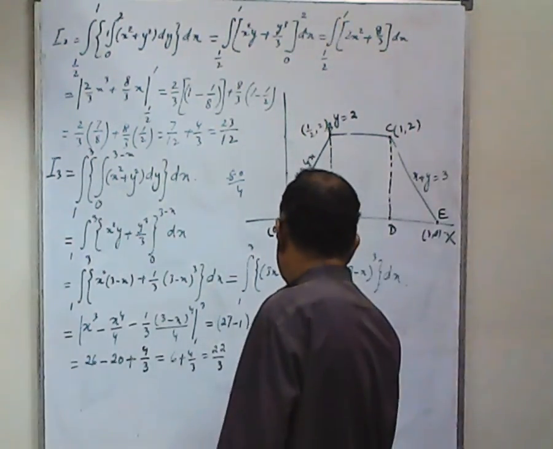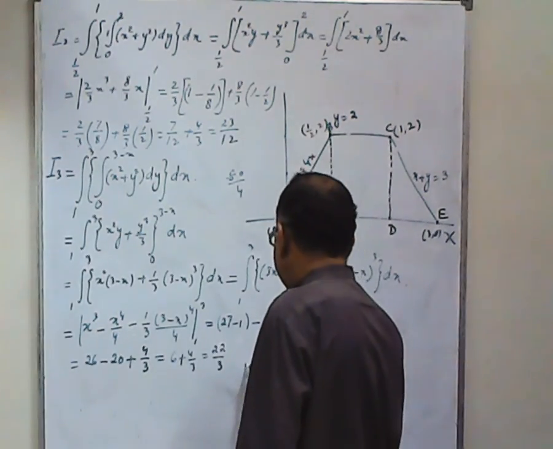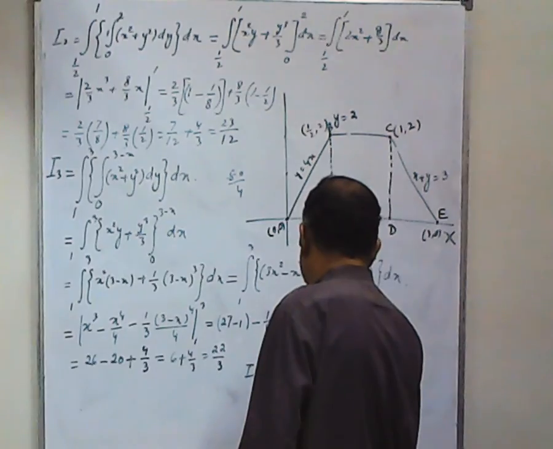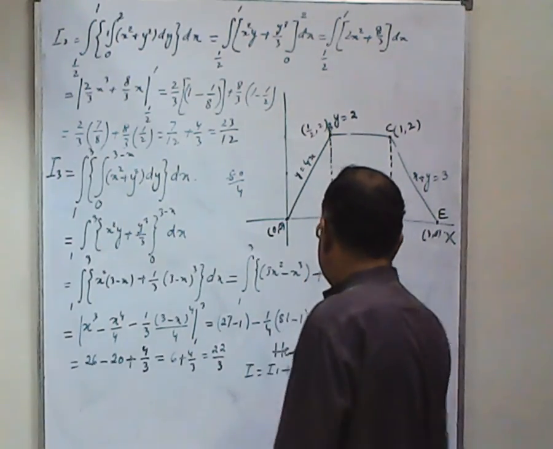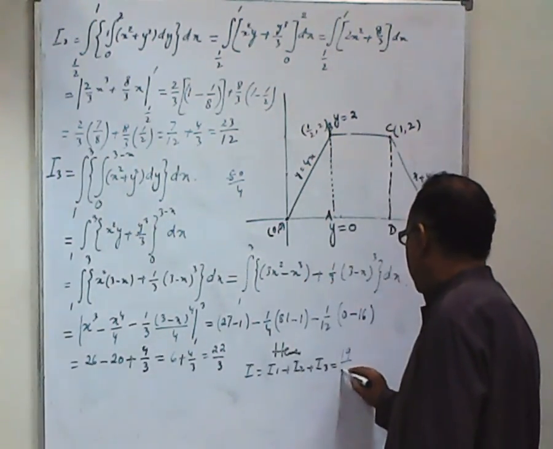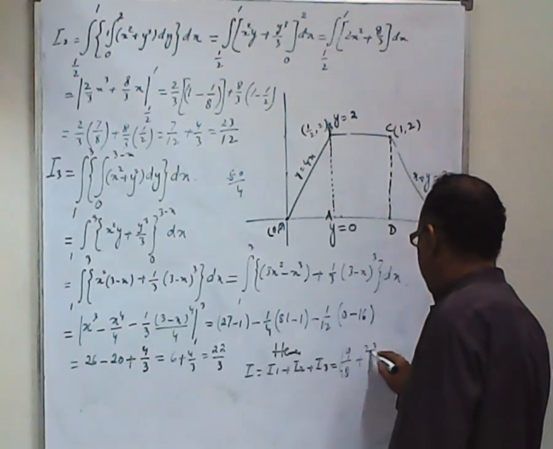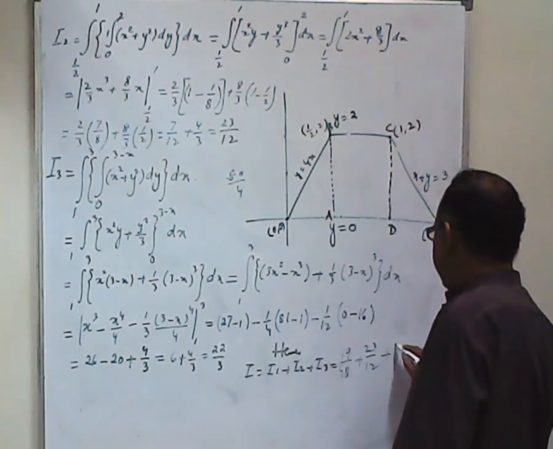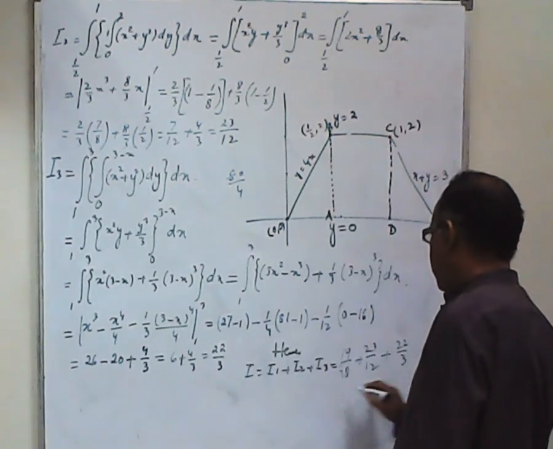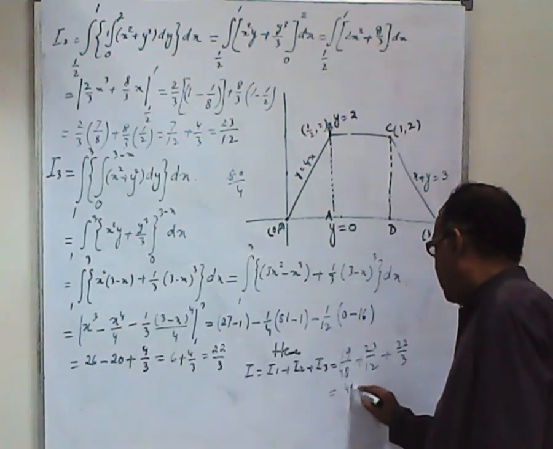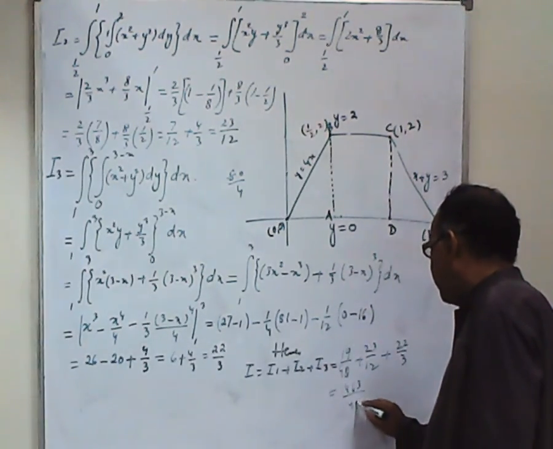Hence I will be equal to I1 plus I2 plus I3. This was 19 upon 48. Then we have 23 upon 12, and then we have 22 upon 3. So if you add all these, you will get 463 upon 48.